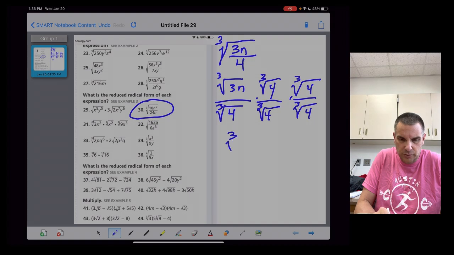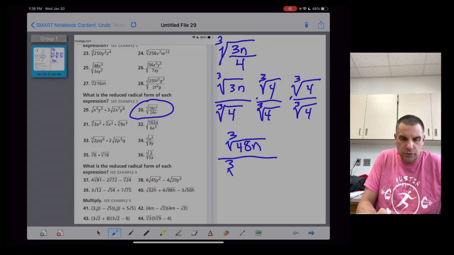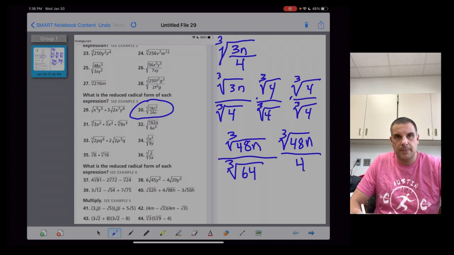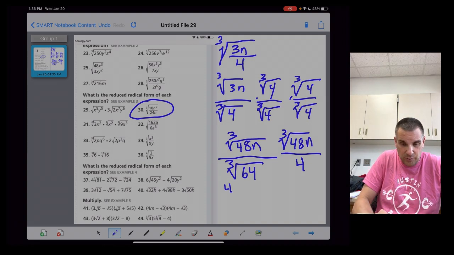So that's the cubed root of 48n divided by the cubed root of 4 times 4 times 4, which is 64. But now we know the cubed root of 64 is just 4. Now you look at that cubed root of 48, and you have to check to see if you can break down 48. It's 16 times 3.